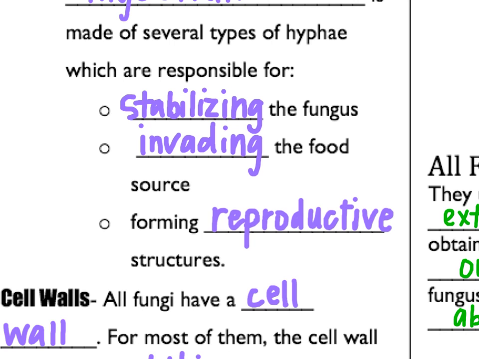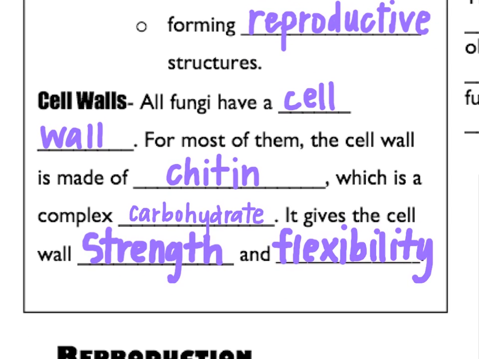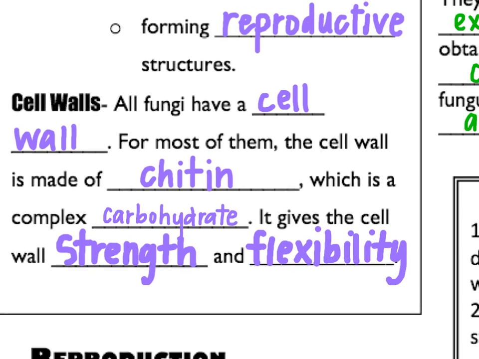So this is what's happening in the roots of the fungus and the different kinds of hyphae that make up the mycelium. Now, all fungi have cell walls, and most of them have cell walls made out of chitin. Chitin's a really important material in the fungi kingdom, so if you hear chitin, you need to think fungi. And chitin is a complex carbohydrate. It's a polysaccharide, and it gives the cell wall strength and flexibility, and that flexibility is something that's unique to the chitin. If you think about the cell walls of plants, they're much more rigid. Cell walls of fungi are more flexible. So that's what makes them special.